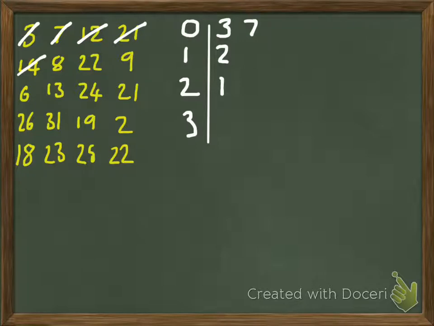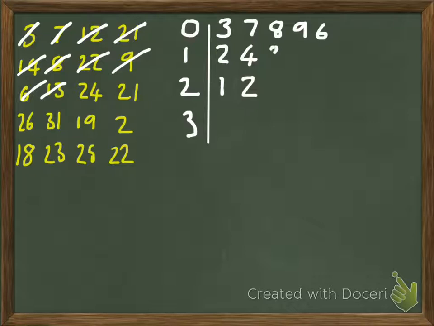14 has 1 10, so it goes in the second row. 8 has no 10s, so it goes in the top row. 22 has 2 10s. We can carry on like this until we've filled out the entire table, crossing out as we go so we don't miss any numbers out. It's very, very easy to lose track and duplicate a number or forget to write one of the numbers down. We're just going to keep going until we've populated the entire stem and leaf diagram.